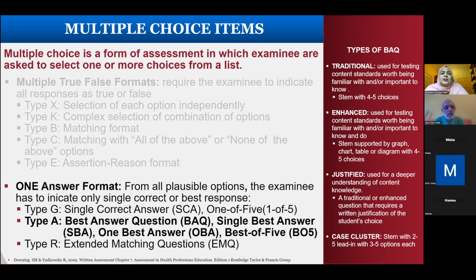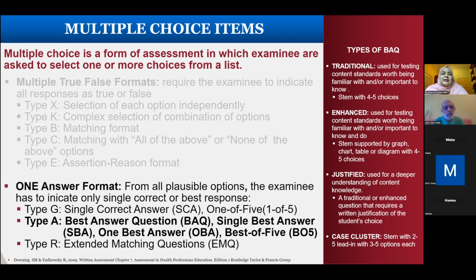The type A is called the best answer question, BAQ, or the single best answer question, which is SBA, or one best answer, which is OPA, or the best of five, BO5. All these names are for the same type of question, which is the type A question, in which the students have to select one option only, which is the best among those.